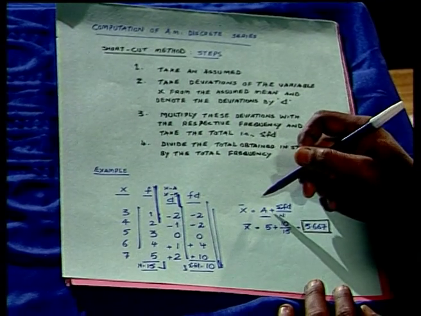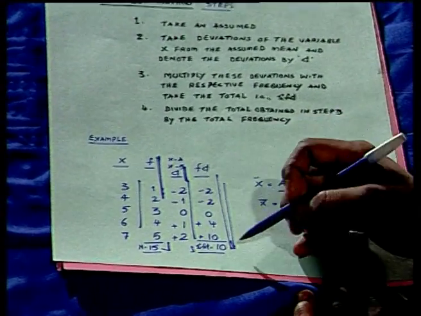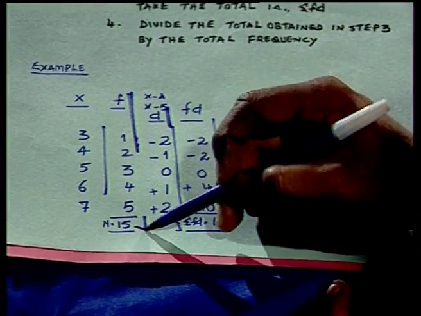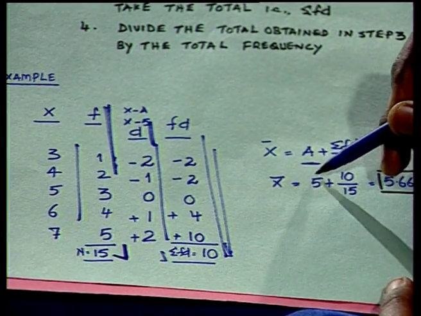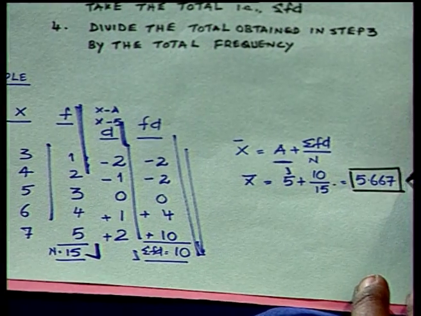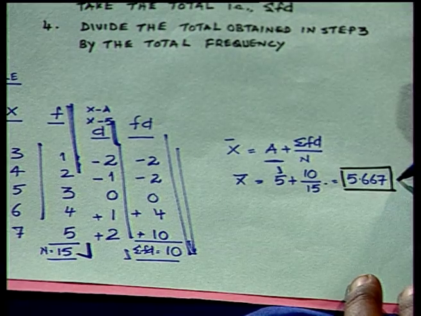Assumed mean here in this case is 5, sigma fd as we can see here is 10, and n as we can see from this particular table is 15. That is, x bar is equal to 5 plus 10 divided by 15, which gives you a value of 5.667. Kindly note that whether we use a shortcut method or a direct method, the answer remains the same, which is 5.667, as was observed in the earlier example.